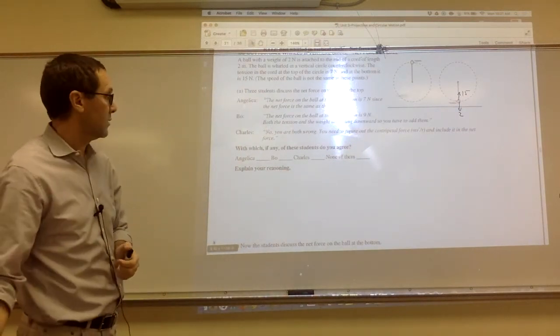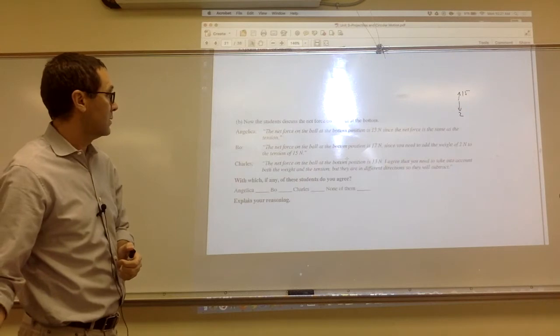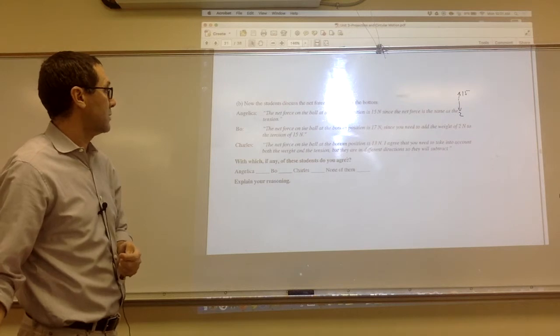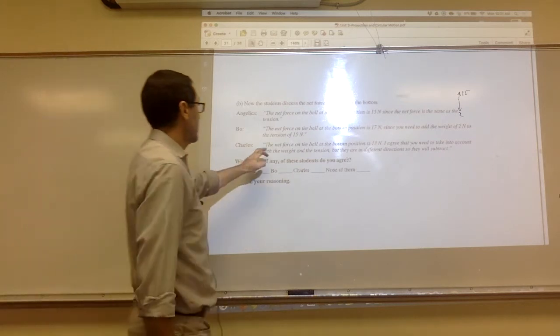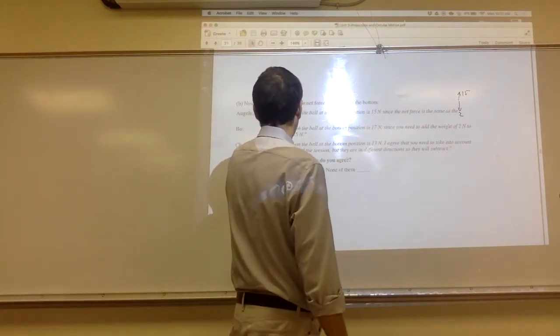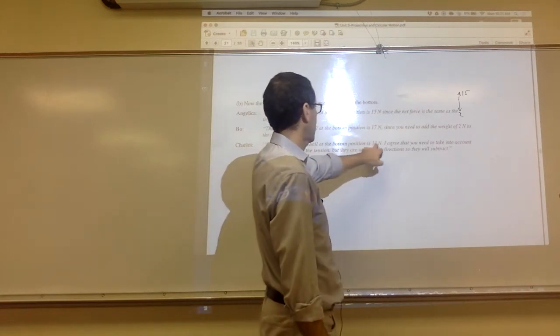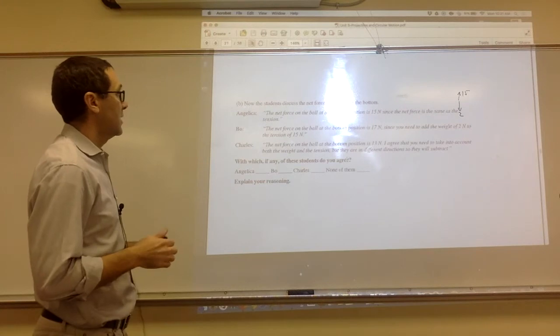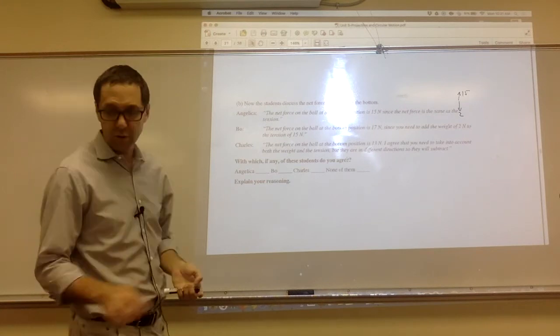So let's see who's got it right. It looks like Charles got it right. So let's make sure his statement is completely right. The net force on the ball at the bottom is 13. I agree that you need to take into account both the weight and the tension, but they are in different directions, so they will subtract. That's true.